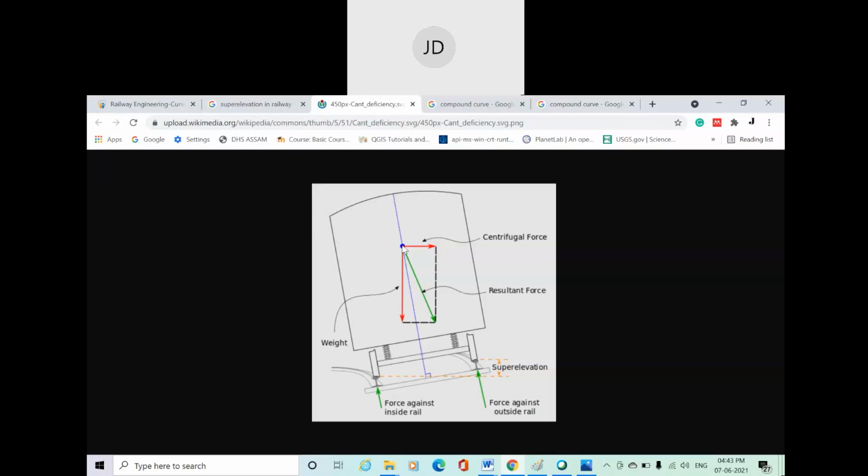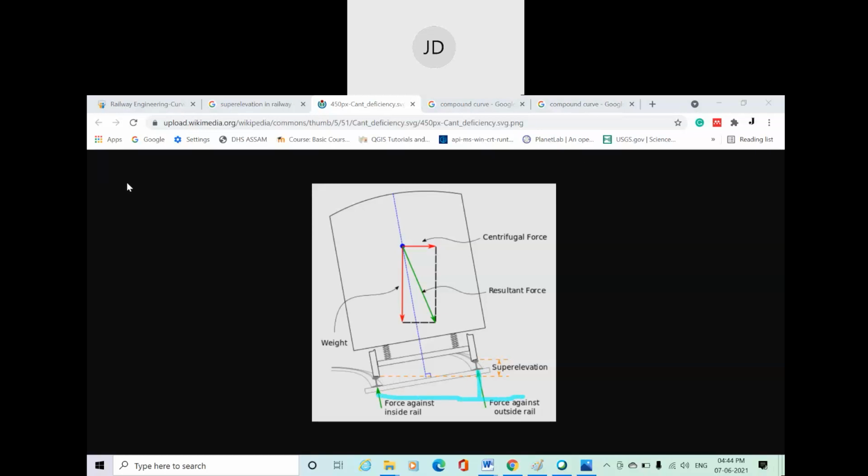This is the center of gravity of the particular train, and when a train moves along a curve, basically, this is the inner rail, this is your outer rail, and this is the force acting on the inner rail. Here you can see the force acting on the outer rail. Now here you can see it is a little bit inclined to the inner direction. If you draw a horizontal like that, you can see this outer rail is raised by some amount from this inner rail.